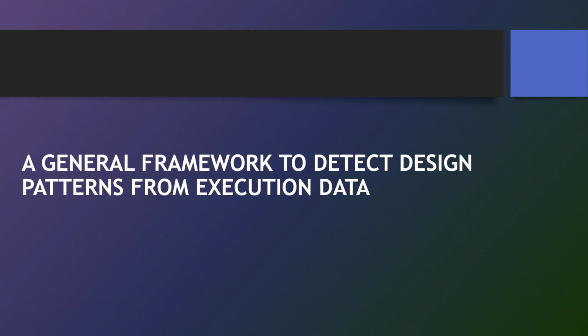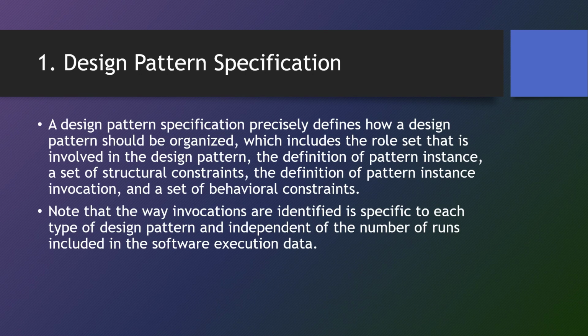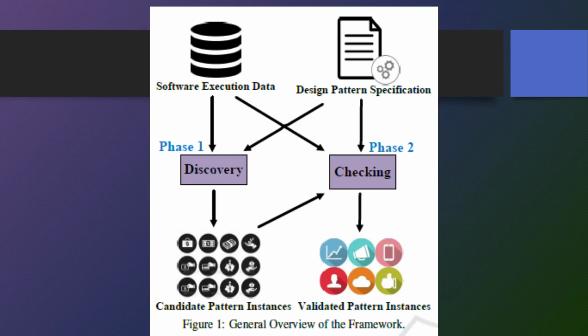A general framework to detect design patterns from execution data. Design pattern specification. The first one, a design pattern specification precisely defines how a design pattern should be organized, which includes the role set that is involved in the design pattern, the definition of pattern instance, a set of structural constraints, the definition of pattern instance invocation, and a set of behavioral constraints. Note that the way invocations are identified is specific to each type of design pattern and independent of the number of runs included in the software execution data. This is the general overview of the framework.